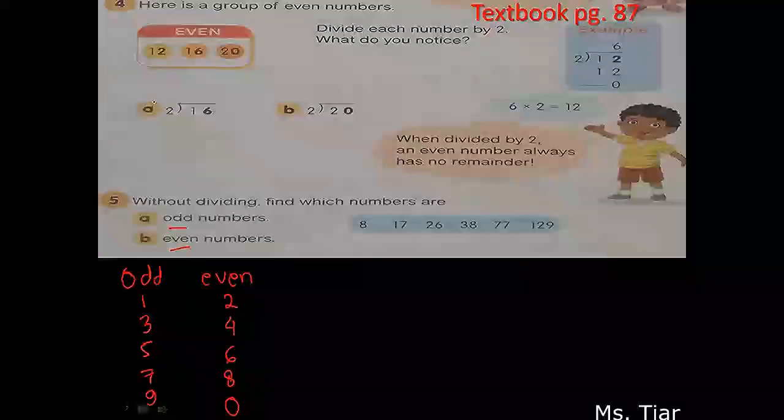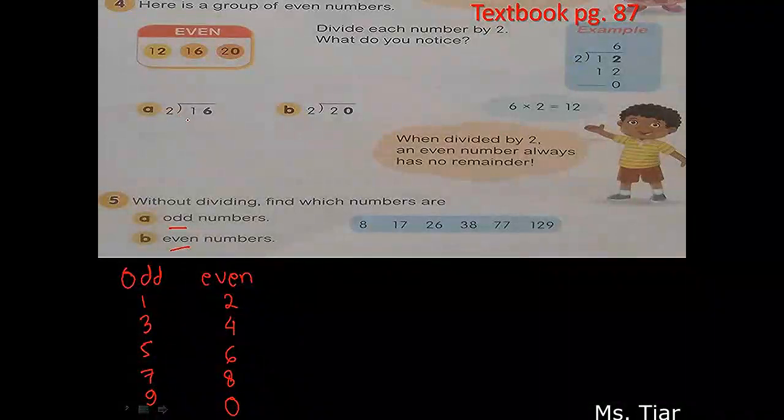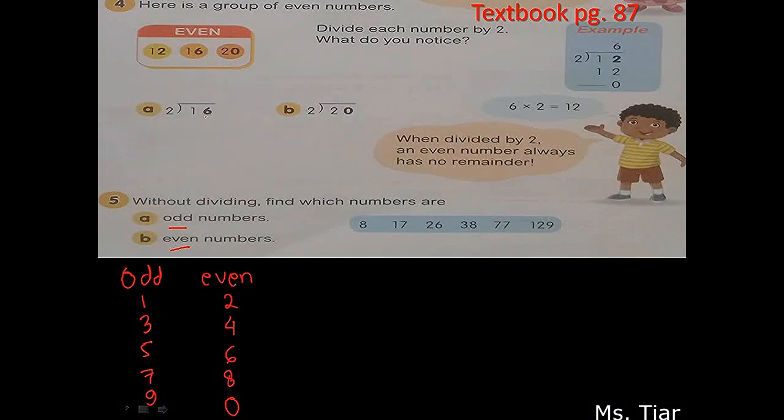Okay, for example, look at question 4a over here. We have 16 divided by 2. 16, the last digit 6 is even number, but we need to check, is this a really even number or not? Now 16 divided by 2, of course we get 8. 8 times 2 is 16. You subtract it, you get 0.